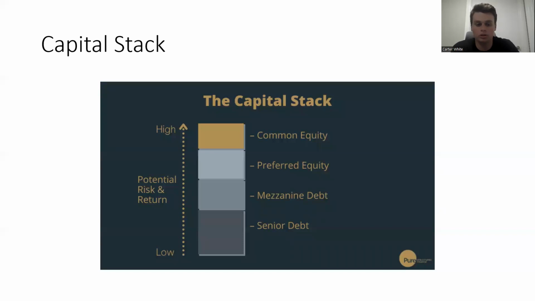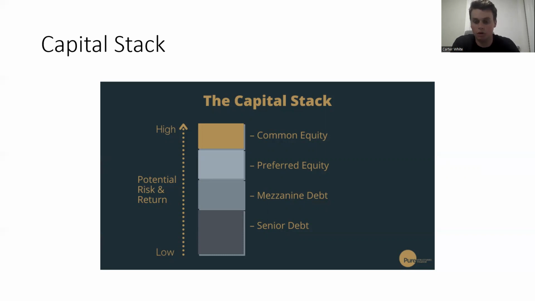So right here, you see senior debt. This is the least amount of risk, least amount of reward. And you move all the way up to common equity, so like a stock, highest amount of risk, highest amount of reward. So if the company performs badly and they have to liquidate, common equity, preferred equity, and mezzanine debt will not receive any return until senior debt is paid out in full. This is what the absolute priority rule means.